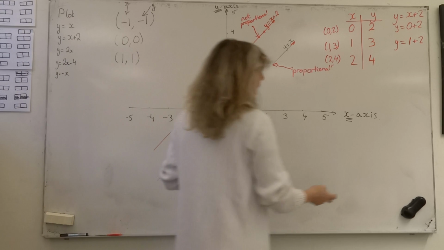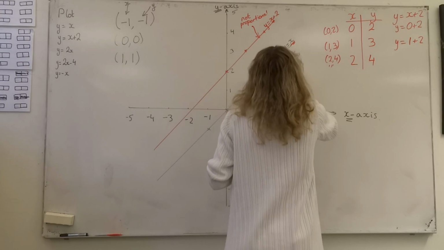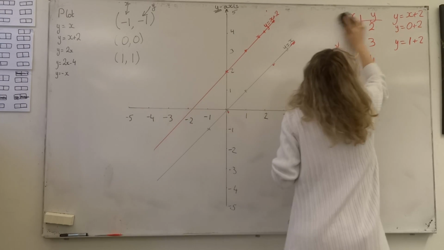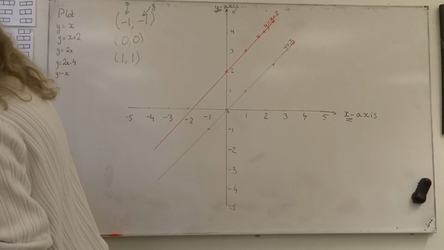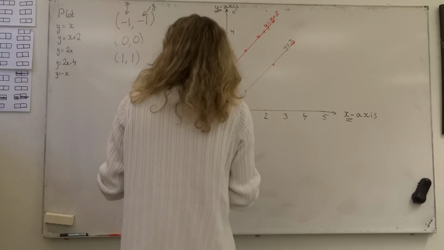Let's plot a new graph then, and we'll take a different colour. I'll try and make a bit of space here, take all my words away. I'm soon running out of colours here, but we can plot the next graph, y equals 2x.